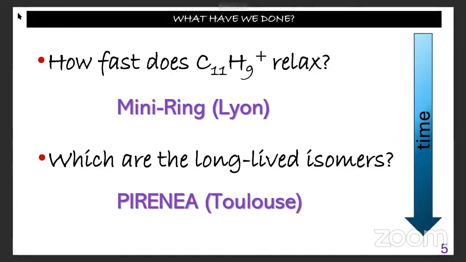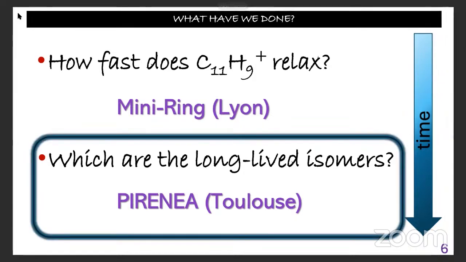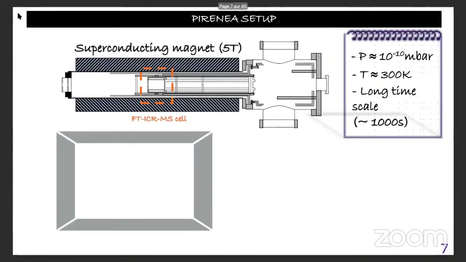To tackle this, we have used two different experimental setups, which give us access to two different time scales: in particular, Mini-Ring in Lyon and Pyrenea in Toulouse. So let us start from the end of this story, which is the long-lived isomers of this cation. Here we can see a scheme of this setup.